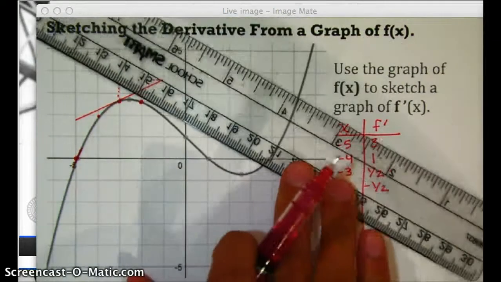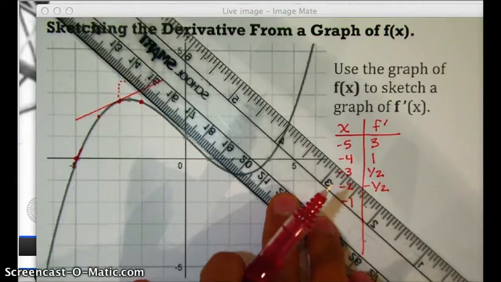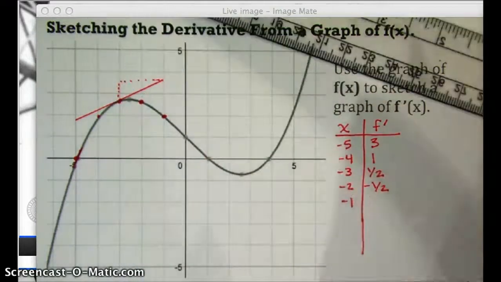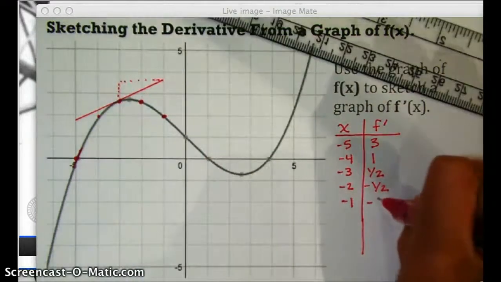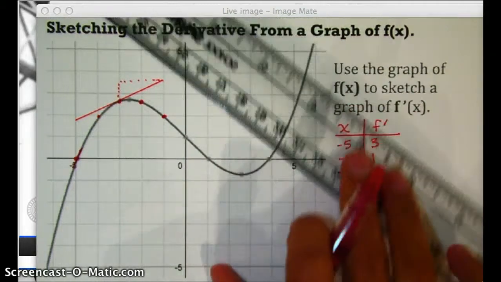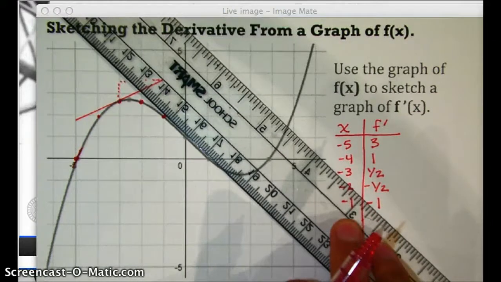Great, me too. I think it's a -1 slope, and my ruler helps me see that. It looks like it's going straight through these points when it crosses right there. Okay. And as I continue, 0 looks like it's almost the same slope.